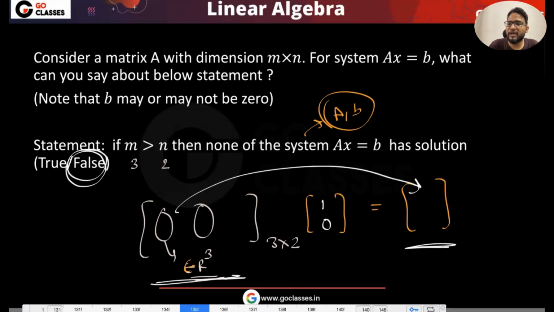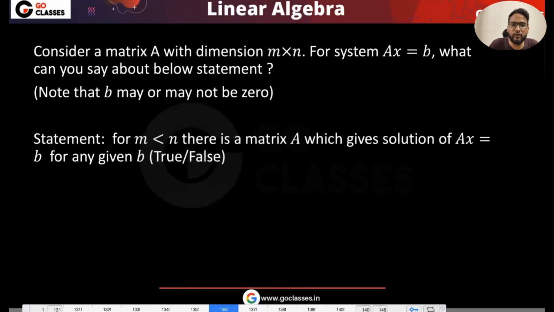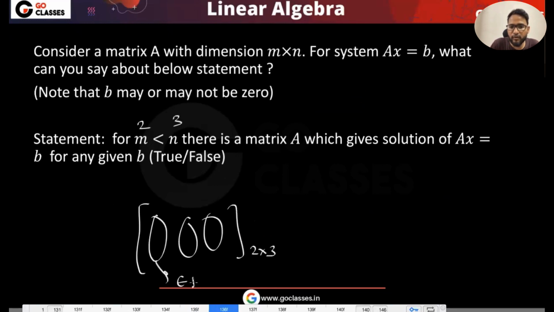Okay. So let's solve more questions, and probably after that you will get it. They are saying for m less than n, which means, let's suppose this is 2, this is 3, which means there are 2 into 3, which means 2 rows and 3 columns, and everything is in R2. There is a matrix A which gives the solution of Ax equal to B for any given B. Okay, tell me. Just take your time and tell me.